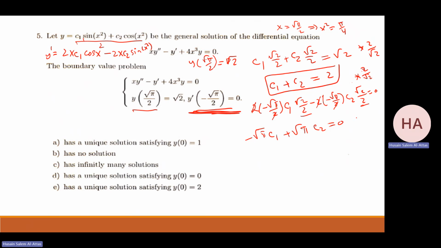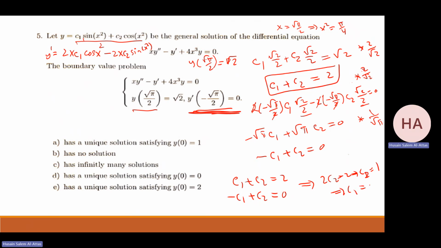Now multiply by 1 over square root of pi, you get what? Minus C1 plus C2 equals 0. So I have these two equations, C1 plus C2 equal 2, minus C1 plus C2 equal 0. Add them. So I'm getting 2C2 equal 2. So C2 equal 1 and C1 equal 1. So what will be my solution? I have a unique solution in this case.